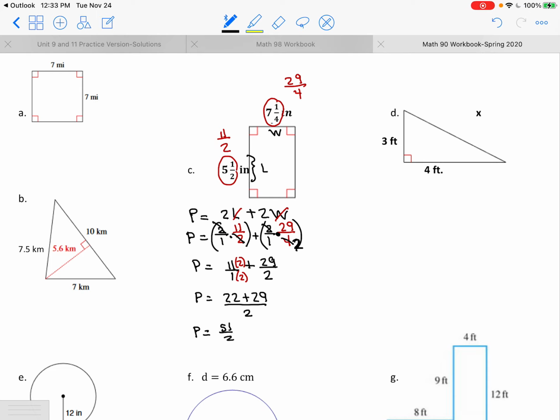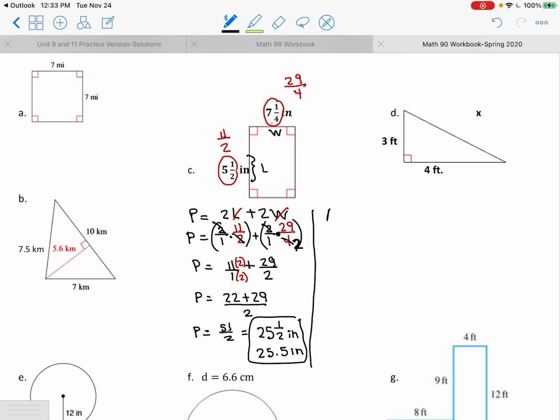Now, we don't talk like that. We don't say the perimeter of the garden is 51 halves inches, right? That doesn't work. So we want to make sure that we convert that back to a mixed number. We can also use decimals here. So you could say 25 and 1/2 inches, or if you put that on your calculator, you would get 25.5 inches. Either one is perfectly fine. So that's our perimeter.